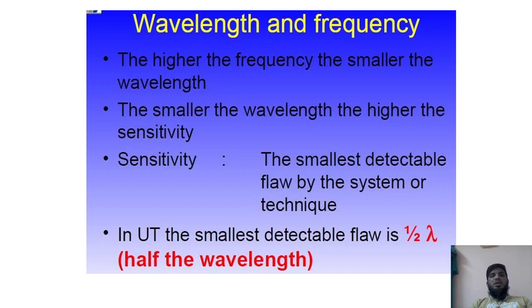The smallest detectable flaw with the system or technique, that is the sensitivity in ultrasonics, is one half of the wavelength. If you are using a wavelength of 1 mm, then you can identify a flaw of half a mm.